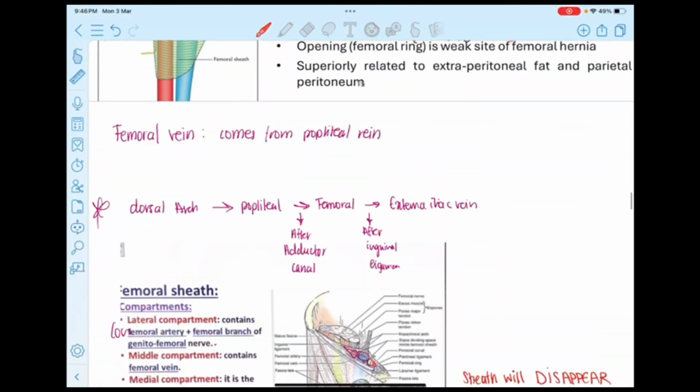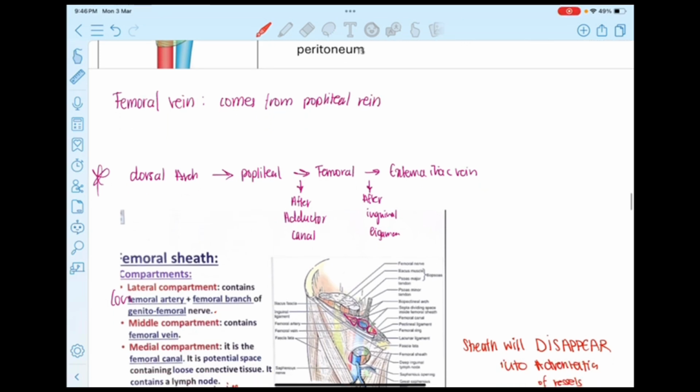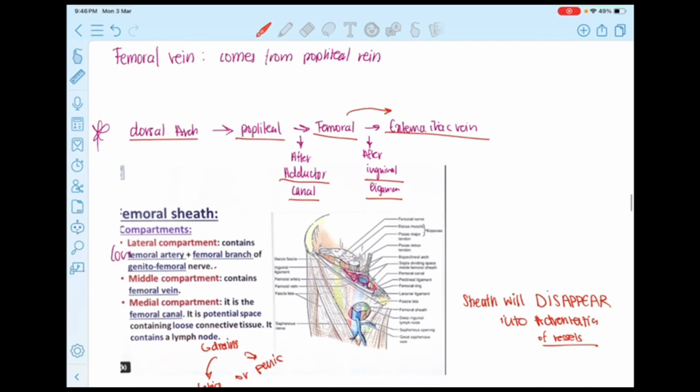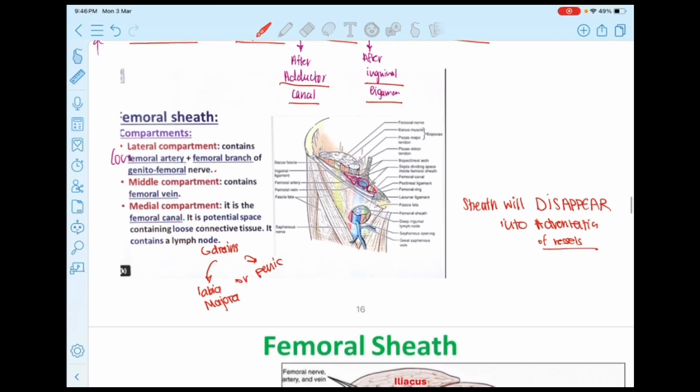So the femoral vein is from the dorsal arch, which drains into the popliteal, and after the adductor canal or the adductor hiatus, it becomes the femoral, which drains into the external iliac vein. Again, it joins with the internal iliac vein into the common iliac vein. And it is after the inguinal ligament that it becomes the external iliac vein. This is mainly what we need to know about the three vascular components, and the nerve components of the femoral triangle.